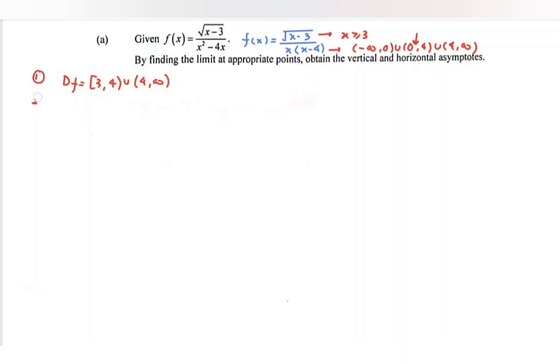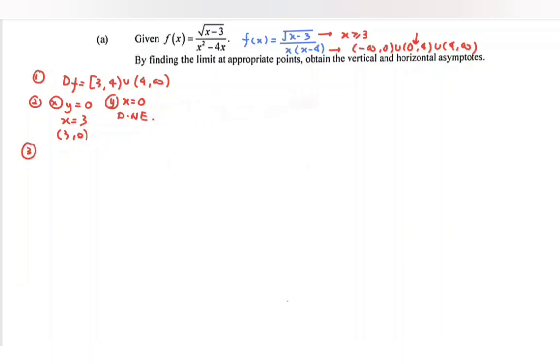Second step is to find the x and y intercepts. In order to find the x-intercept, y must be equal to 0. So from here, x is equal to 3, so we have (3, 0) for the x-intercept. Then for the y-intercept, it means that x equals 0. Currently referring to the domain, we notice that when x is equal to 0, there is no graph. So we can say it does not exist.